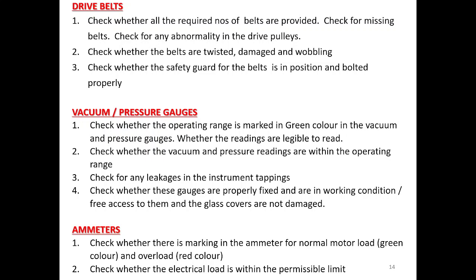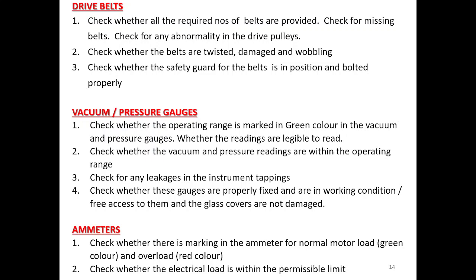What to inspect in the vacuum and pressure gauges? Check whether the operating range is marked in green color in the vacuum and pressure gauge, and whether readings are legible to read. Check whether the vacuum and pressure gauge readings are within the operating range. Any deviation in the operating range means there is something wrong. Check and rectify the abnormality.